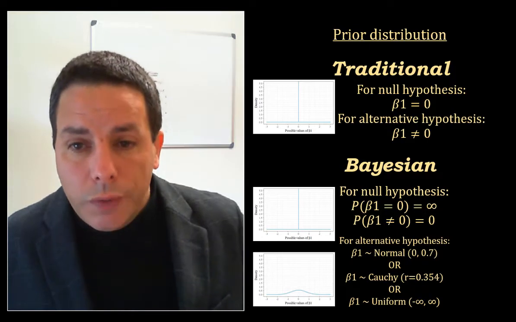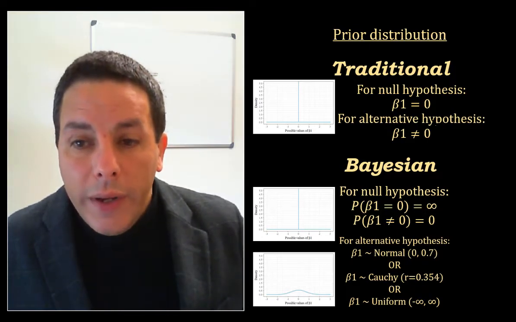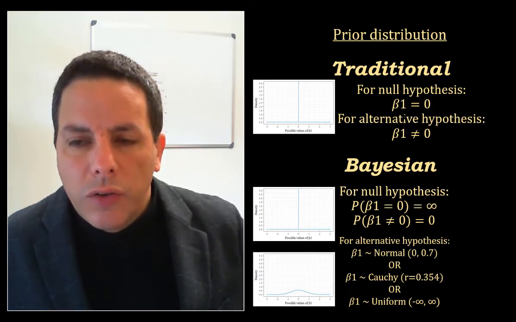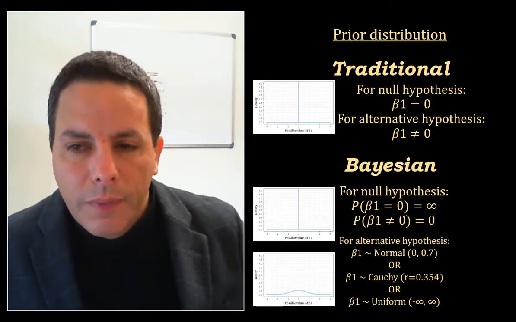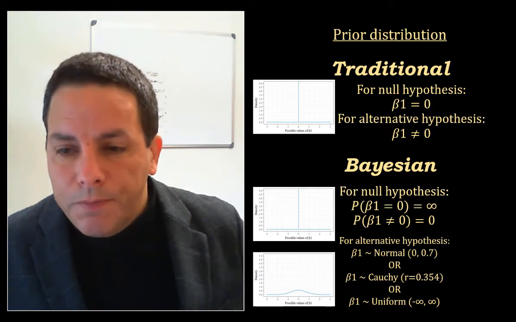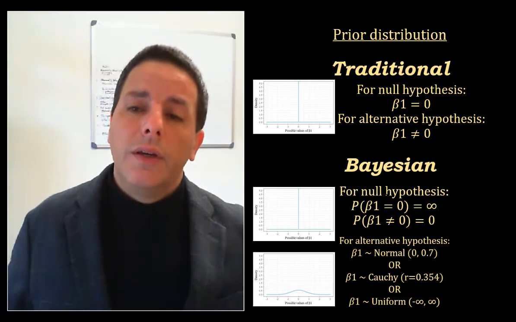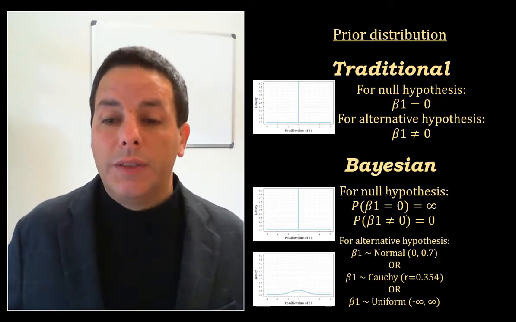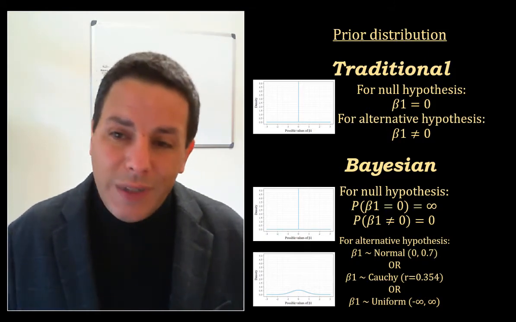Prior distribution. We can say that the null hypothesis has a prior distribution, which is that beta 1 equals 0. And that's the same in the Bayesian approach. The only thing is that in Bayesian statistics we use Bayes' theorem, which is a probability theorem, so we use the language of probability, but we express the same idea.